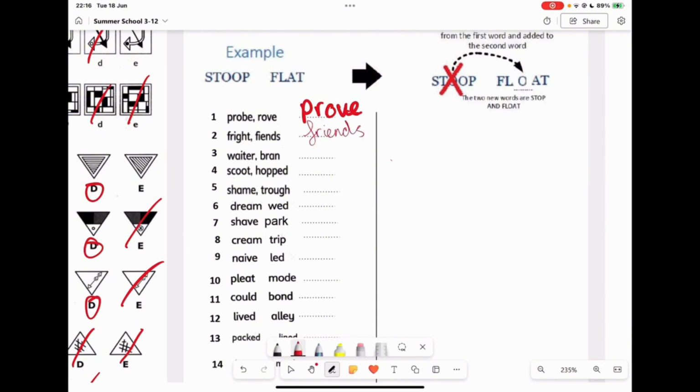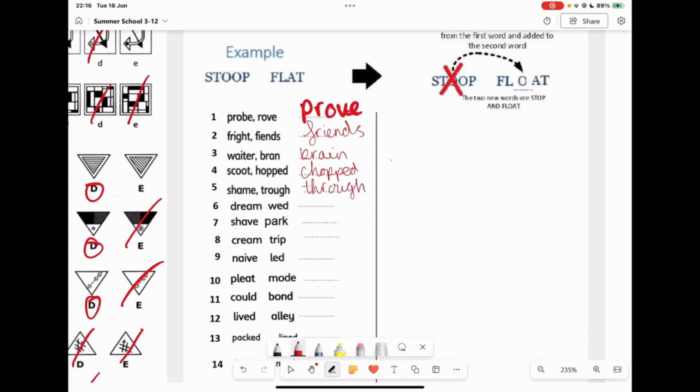Okay, and then we have waiter and bran. So we're going to have water, well, I won't write the water, but we'll have brain. And then we have scoot and hopped. So this one will be soot and chopped. And then shame and trough. This will have same and through.